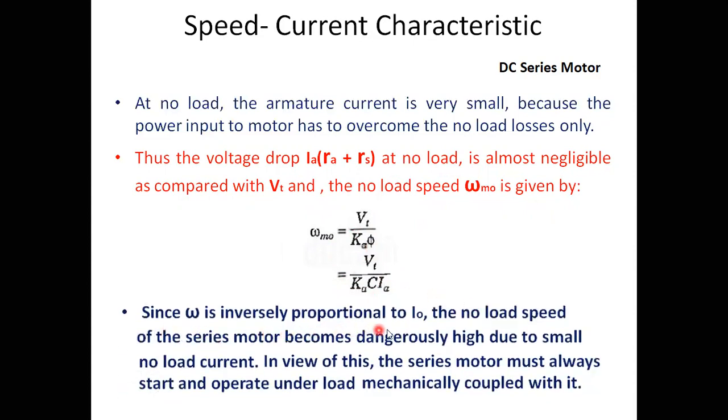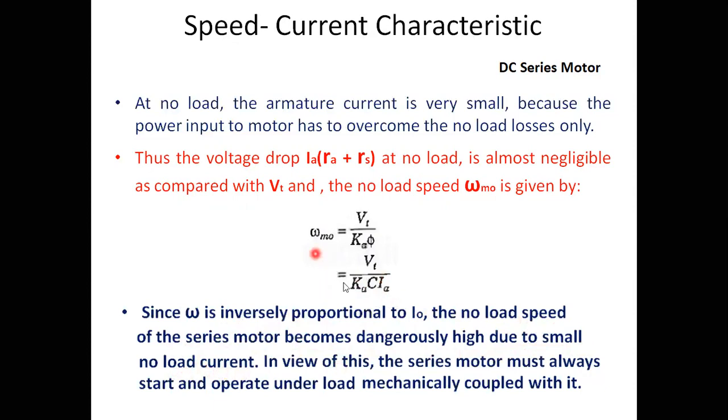Since omega is inversely proportional to I0, that is the no load current, omega is inversely proportional to Ia. Here it will be Ia or I0. So the no load speed of the series motor becomes dangerously high due to the small no load current.